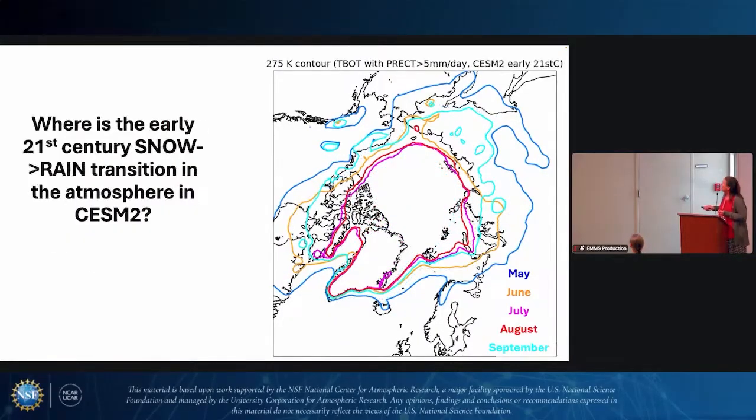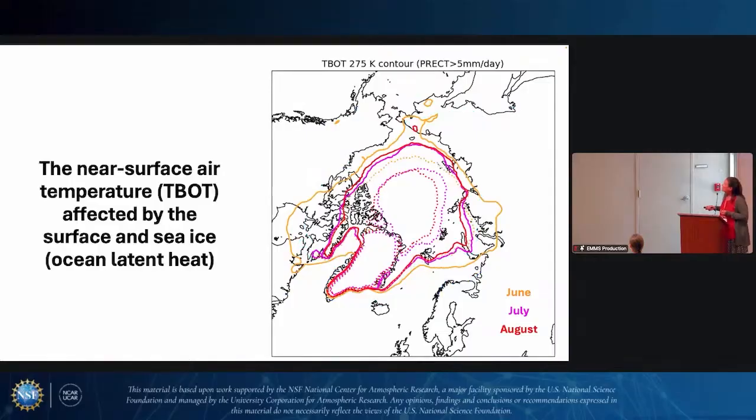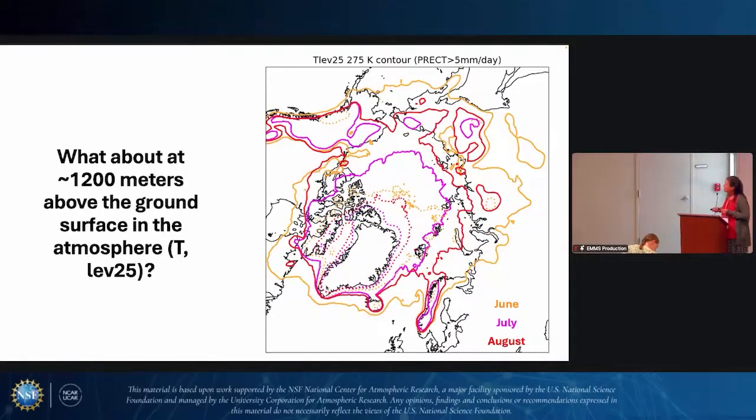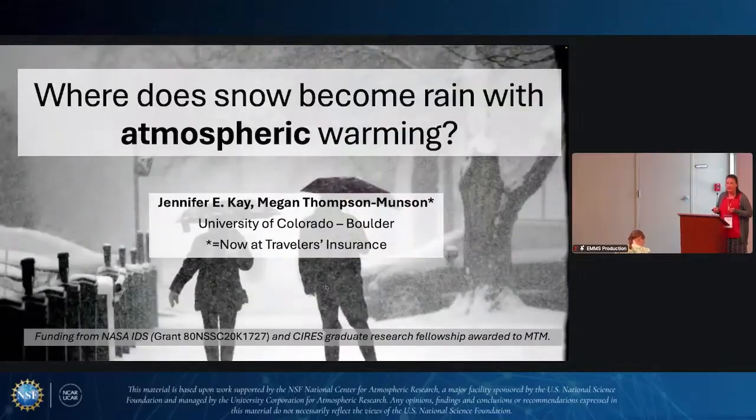So yeah, I think that's all I had for you all. Just this question about where snow becomes rain with atmospheric warming. I just really encourage you to not forget about the atmosphere, because the atmosphere is actually the place where that phase transition is going to happen. So thanks.